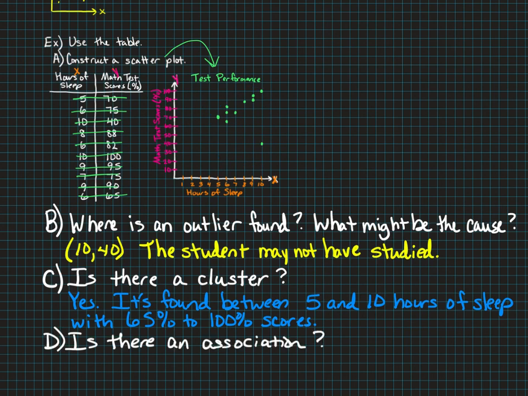Our last question, is there an association? Well, we can look at a trend in the data and notice that in the cluster the points are trending up to the right. As the x values increase, the y values increase, and it kind of makes a trend that looks like a positive slope. So is there an association? Yes. And we would say it was a positive association.